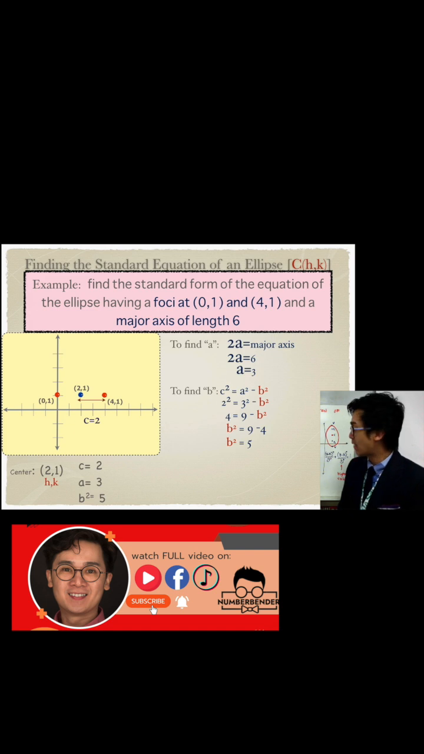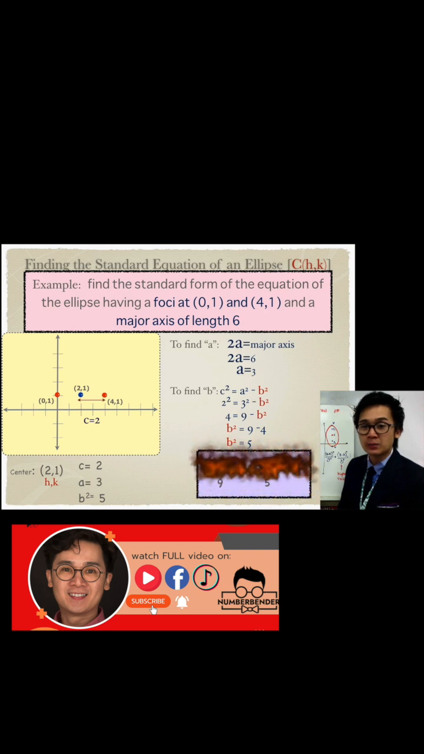So we already have our a and b, and by direct substitution using the center at (h, k), the standard equation of an ellipse will be given by (x minus 2) squared all over 9 plus (y minus 1) squared all over 5 equal to 1. And that's how we find the standard equation of an ellipse given its parts.